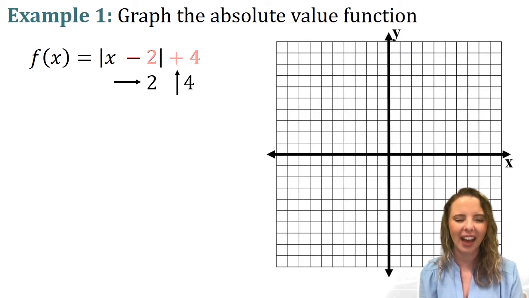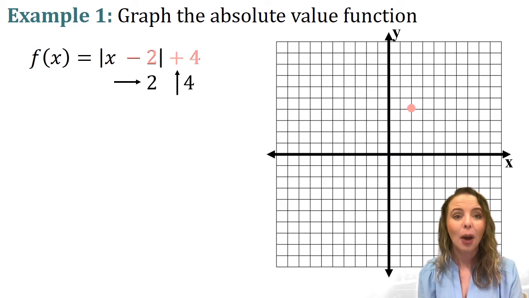So here we have a graph. We're going to use the translation right 2, up 4 to graph our vertex. Our vertex on our parent function began at (0, 0) at the origin. That's where it's going to begin here. So now it's time to move right 2, up 4.